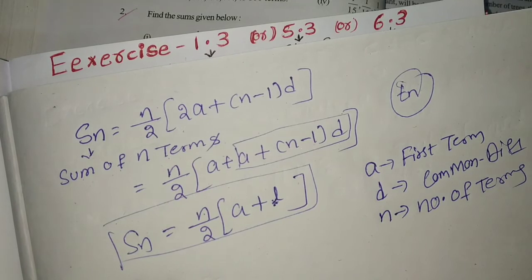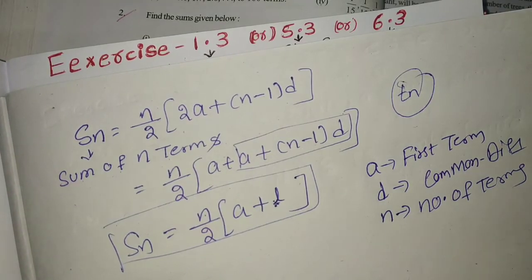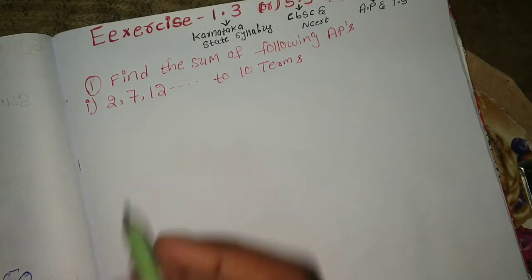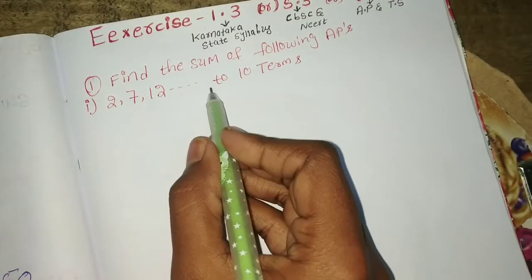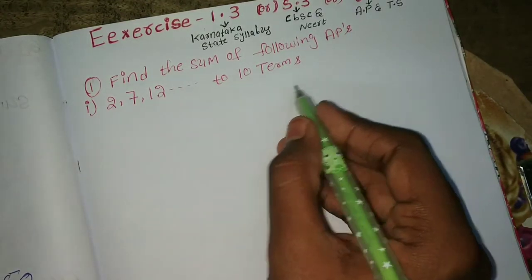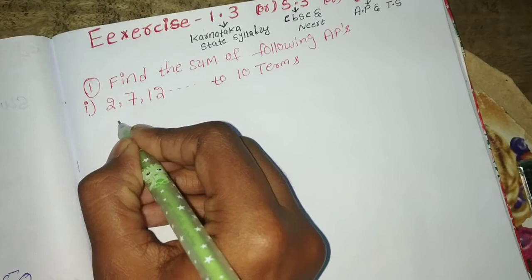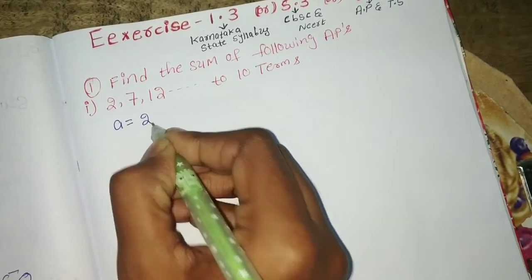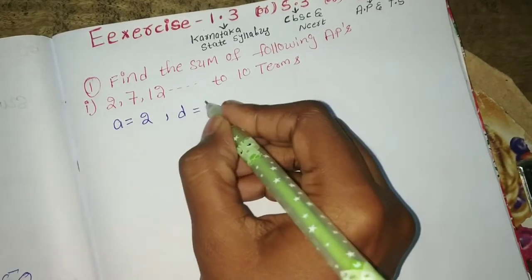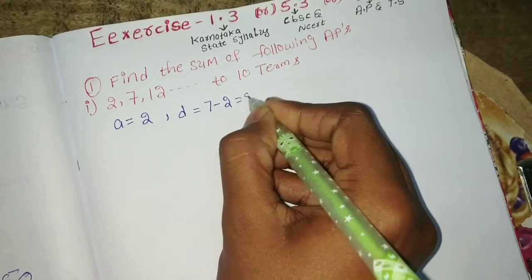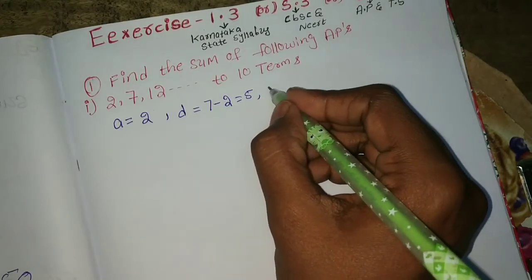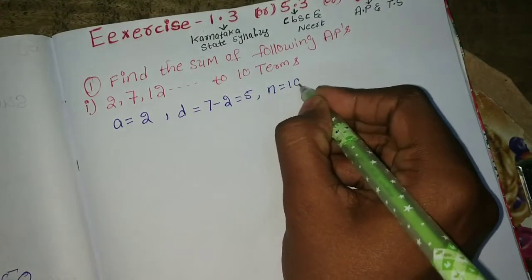So let's start question number 1 in the exercise. They have given: find the sum of the following arithmetic progressions. 2, 7, 12 and so on up to 10 terms. So you can write A is equal to 2 because A is the first term. And what is the common difference here? D is equal to 7 minus 2, that is 5. And we have how many terms here? We have 10 terms, that is n is equal to 10.